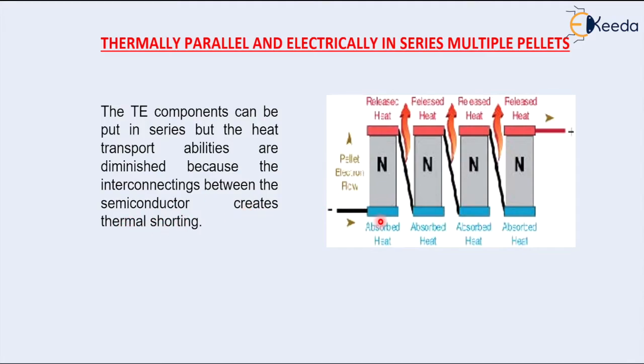You see here, in this case, electrically it is in series. Current will flow like this. So electrically it is in series, but thermally, because the current is flowing like this, the heat will be released from this end to this end. That means this is at lower temperature and this will be at higher temperature. So heat will flow like this.